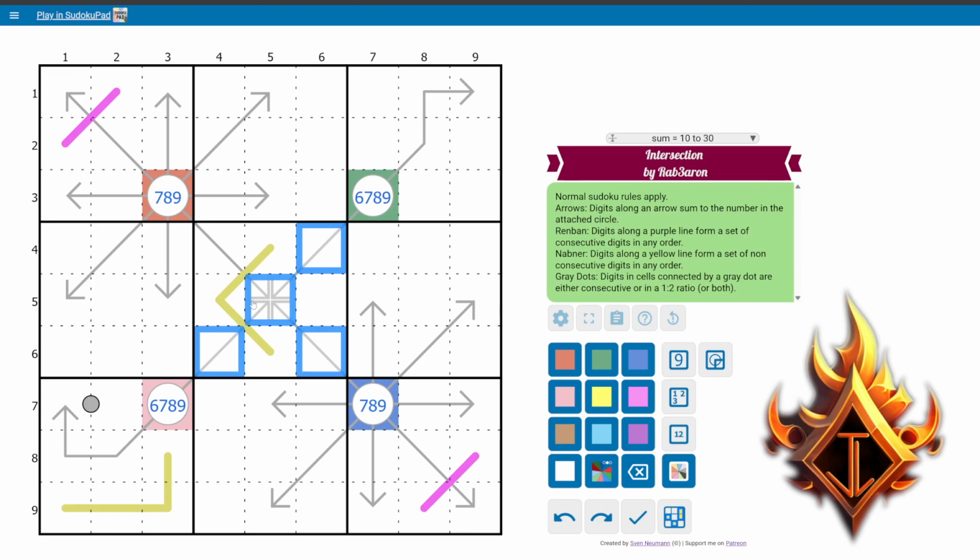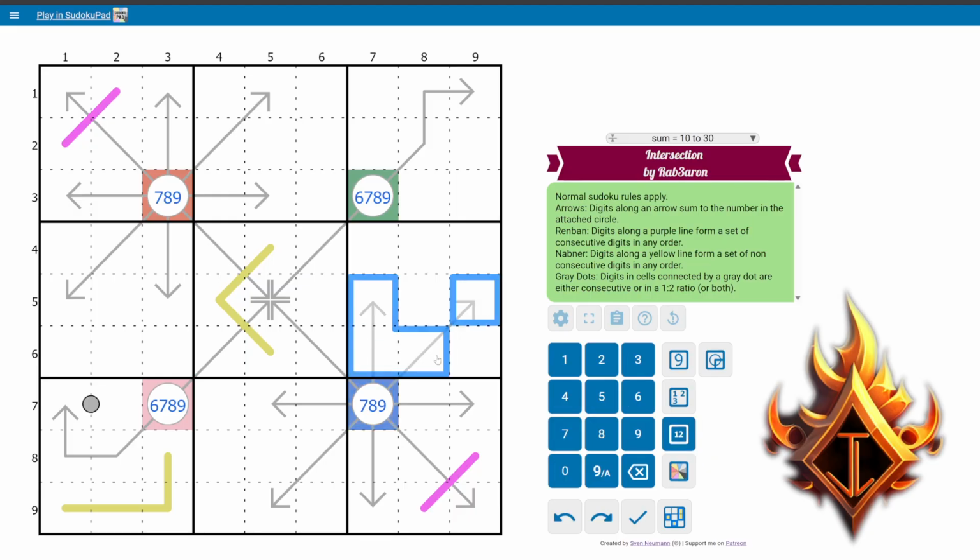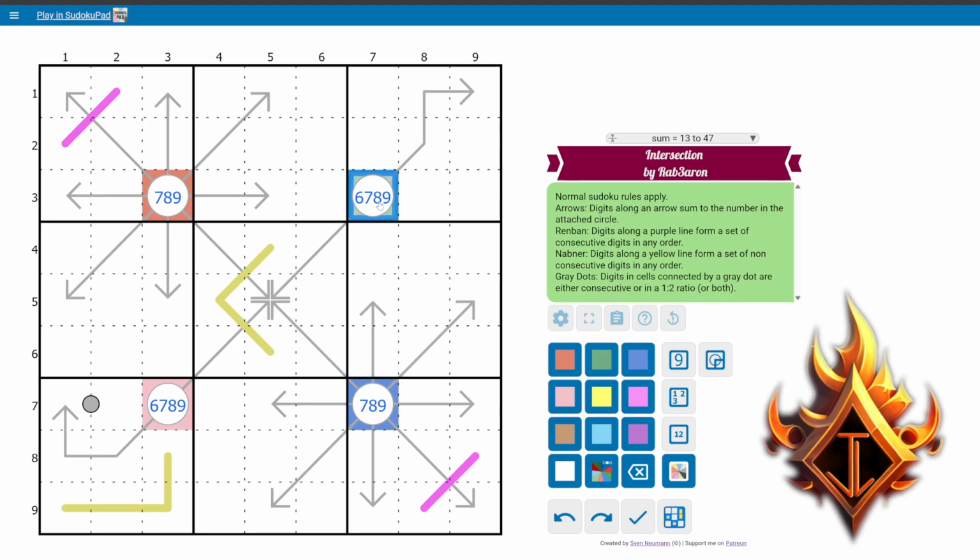I'm not sure. How about where they each can go then? Because blue will not go on its own arrow. Well, of course it's not going to go in its own box. There's a lot of options though.